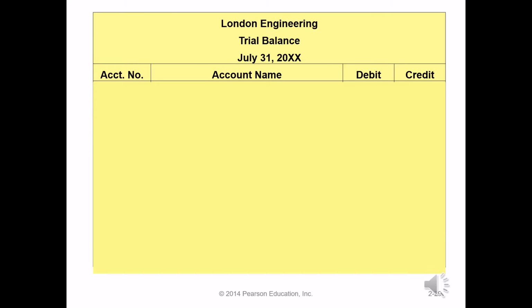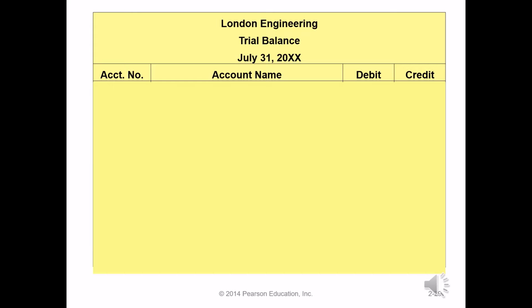Now you need to take a look at all of your T accounts or your general ledger account balances and prepare to do a trial balance. Remember that the trial balance needs to include all of the accounts that you have in your company, starting with assets and then liabilities, then your equity accounts, which includes your capital, your withdrawals, your revenue, and your expenses.